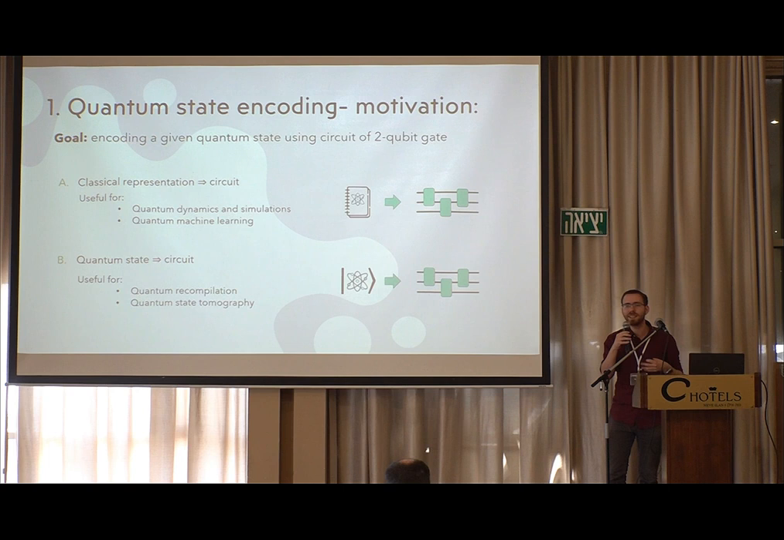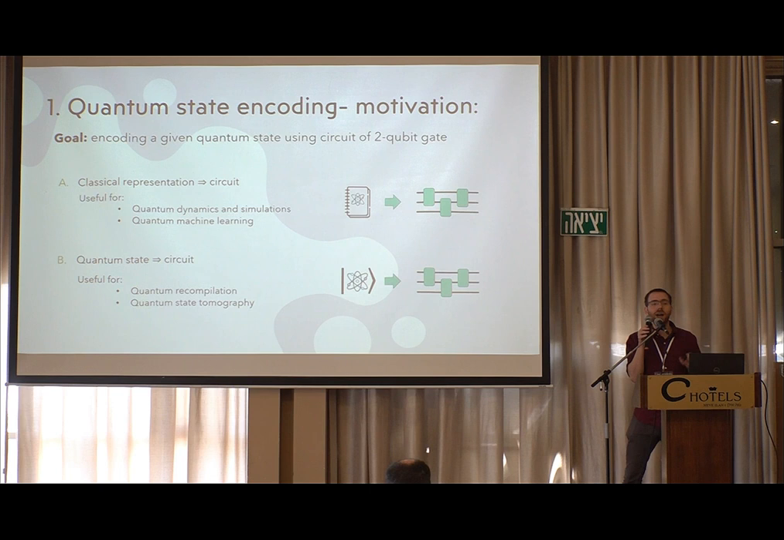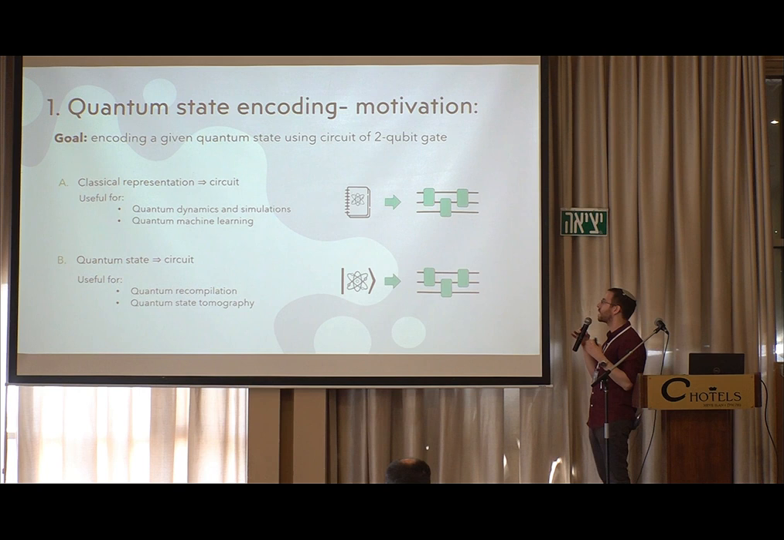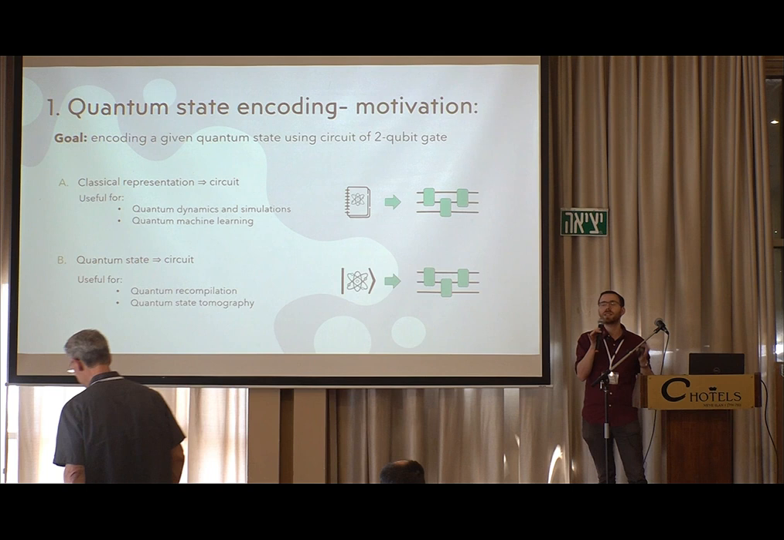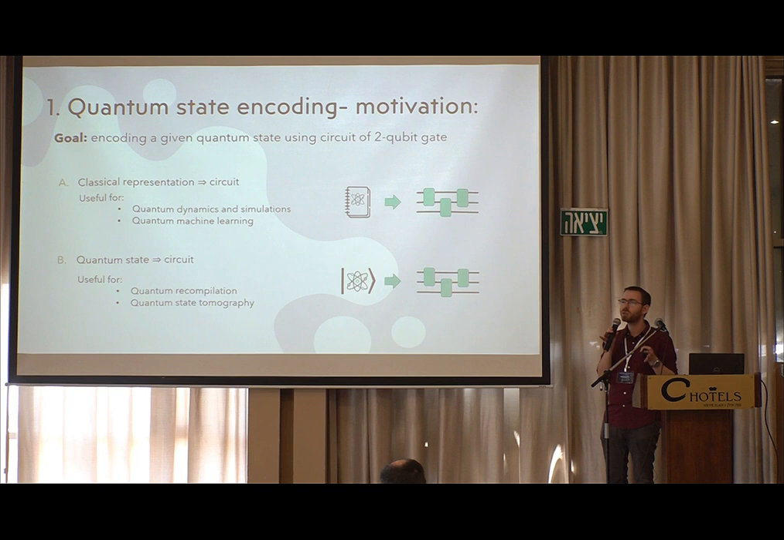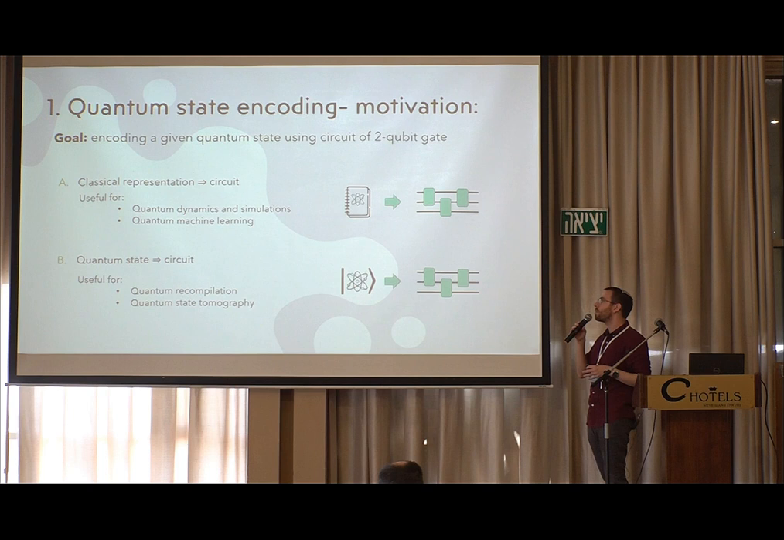Or for quantum machine learning, if you want to analyze some classical data, you want to embed this data on a quantum machine, so you have to figure out a smart way to encode it as a quantum state. The other version, which I'm going to compare it to, is when, instead of a classical representation of the state, we are given copies of the quantum state that are already encoded on the quantum computer, and we want to disentangle them, to decode them back to the zero state.